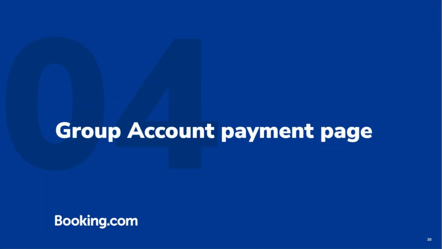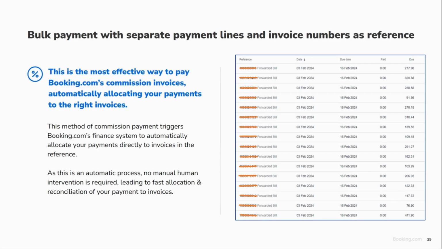And now for group account payments. The first way you can make a payment for your group account is to make a bulk payment with separate payment lines and invoice numbers as reference. This method is the most effective as it allocates payment directly using the invoice number provided and requires minimal human intervention.